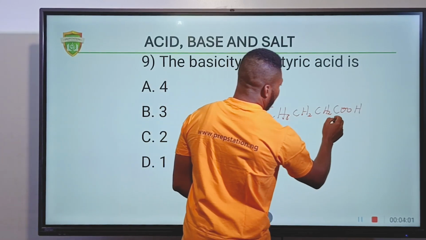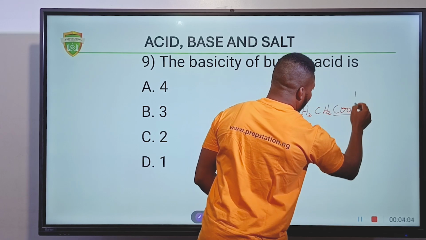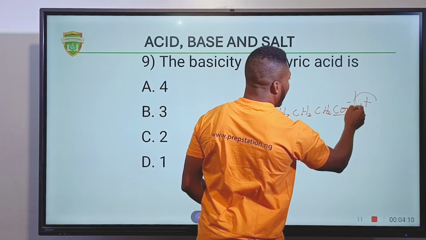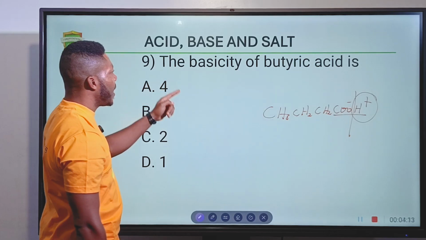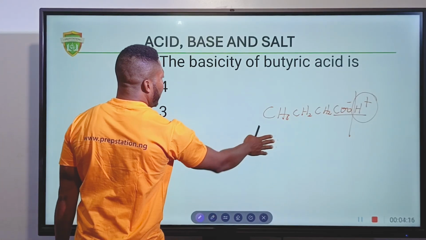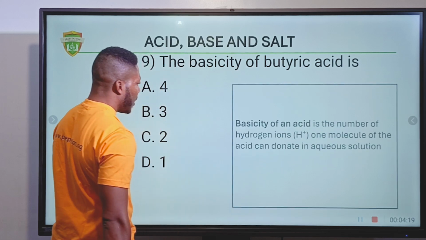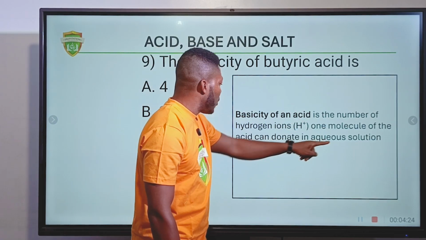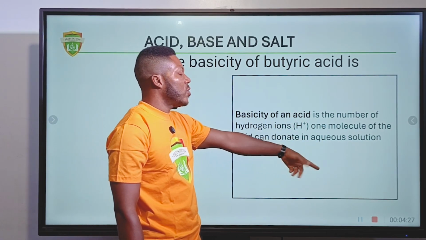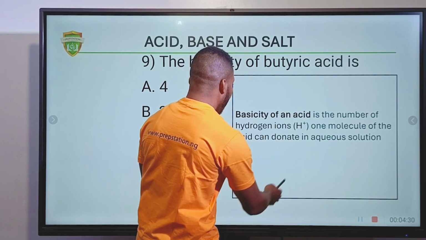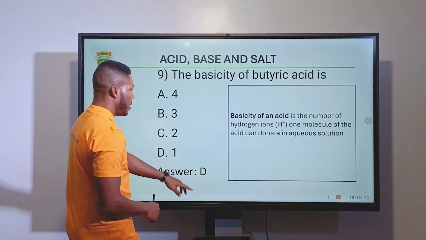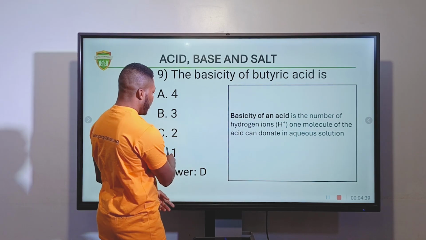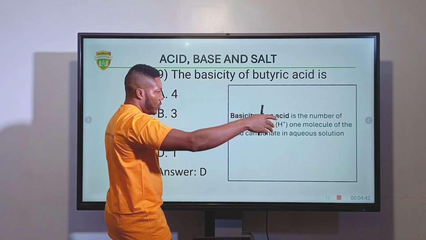At this point, this is where our challenge lies, because at this point there will be a plus and a minus. So how many H are released from here? Only one H. So that means butyric acid has 1 as its basicity. Is that clear? So what is my answer? Basicity of an acid is the number of hydrogen ions 1 molecule of an acid can donate in aqueous solution. I already explained that to you. The answer there is D. How do you get it? I just explained it to you. Looking at the formula of butyric acid, that 1 H is the only one that can be given out to another compound.